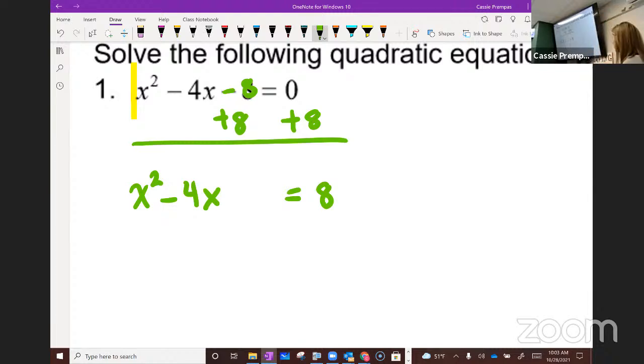Now, even if you're not reading the steps on the side, why do you think I left a space? What do you think I'm going to do here? Complete the square. So now, how do we complete the square? What do I do with the middle number? Divide it by 2 and square it.